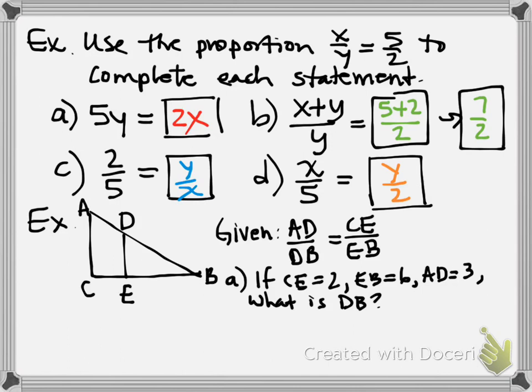So I'm looking back to what I was given originally. And CE is here, EB is here, AD is here, and DB is what I'm solving for. So they gave me everything I needed in the proportion. I'm just going to plug the numbers in and solve. So that gives me AD is 3. DB is what we're solving for, so I just leave it as DB. CE is 2, and EB is 6. So I'm going to use that cross product property of proportions, and that gives me 2DB is equal to 18, divide by 2, and we get the length of DB equals 9.